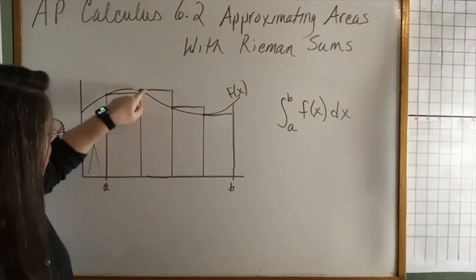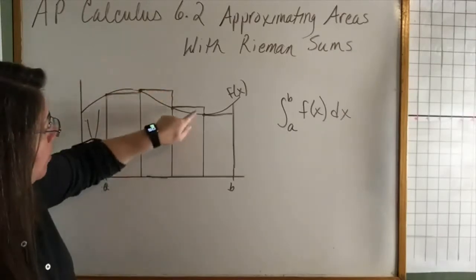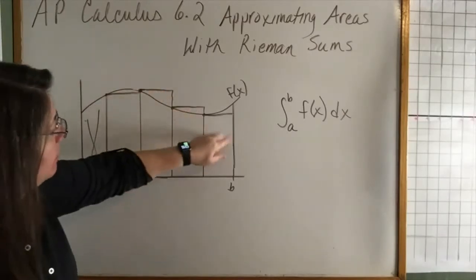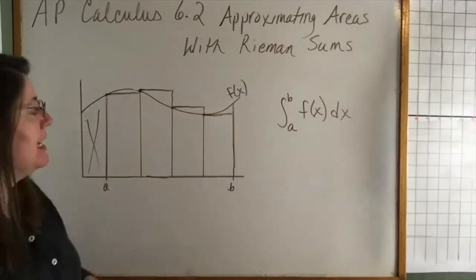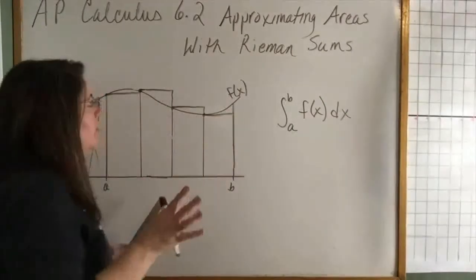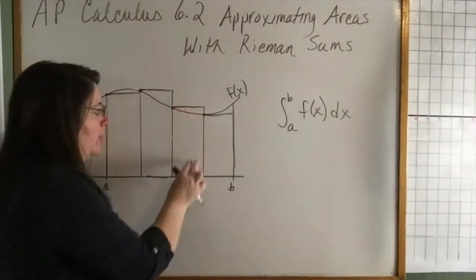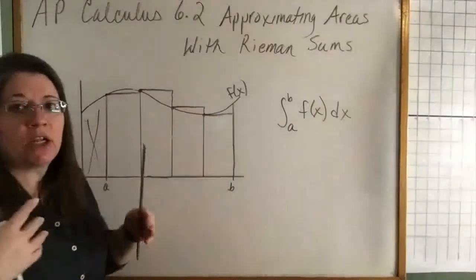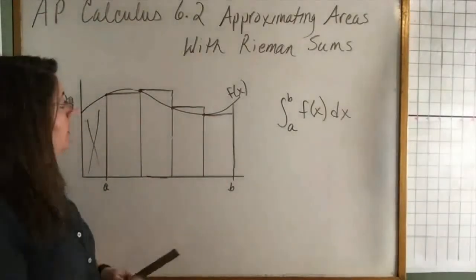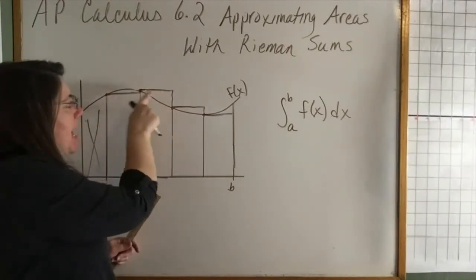In this rectangle, we're accounting for more than what is underneath the curve. In this one, we're accounting for more again, and for this one, we're accounting for less. The idea is that this part and this part are close to the same amount. So this one's over and this one's under, so it's going to get us something close to the actual area. This one here is over, this one is under, so again, they're going to kind of cancel each other out.